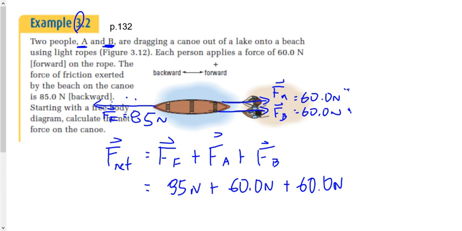Absolutely. That's the main reason why we drew that free body diagram, to remind us that FF is a negative value. It's to the left. We make sure we include it as a negative value. So we add these up now. Negative 85 plus 60 plus 60 is going to give me positive 35 newtons. The net force here, the total force acting on this canoe, is 35 newtons. And since I got a positive value, that would be 35 newtons forwards. Okay, that makes sense?